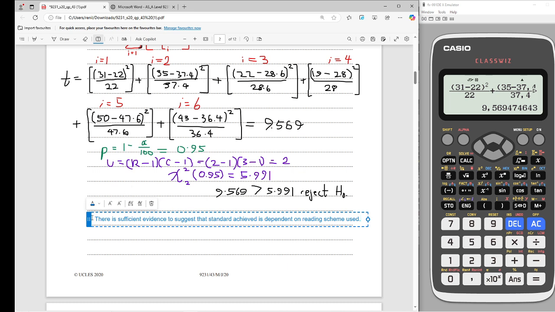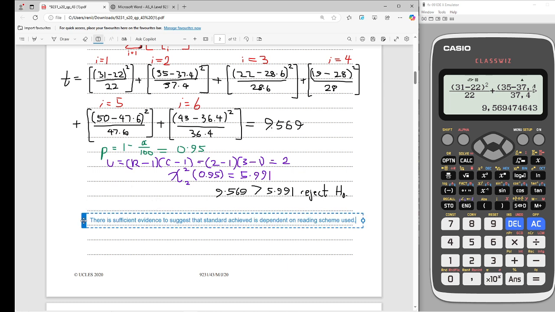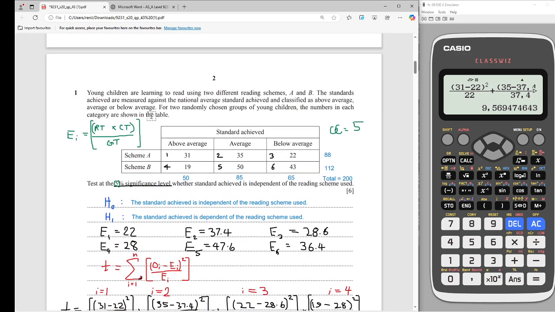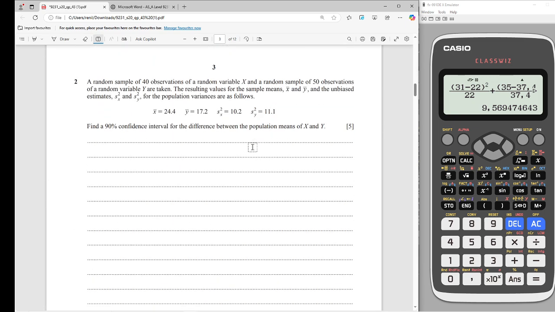Fine. This is how we write our conclusion, and that is all there is for the chi-square test. Let's move on to the inferential statistics, confidence intervals.